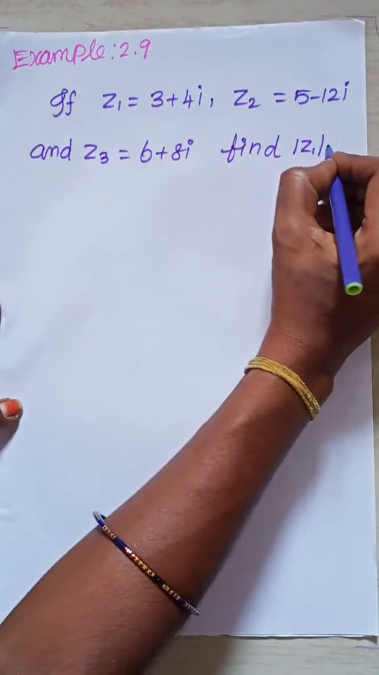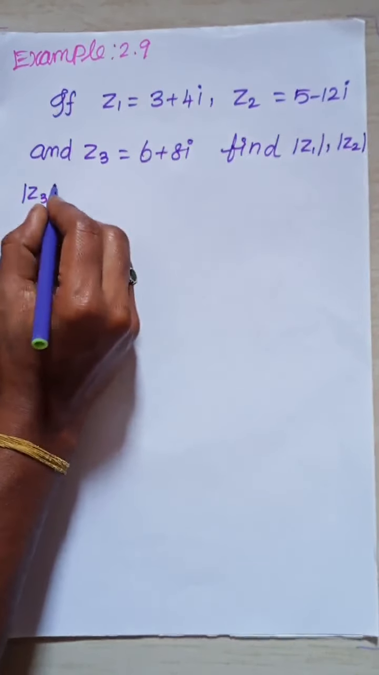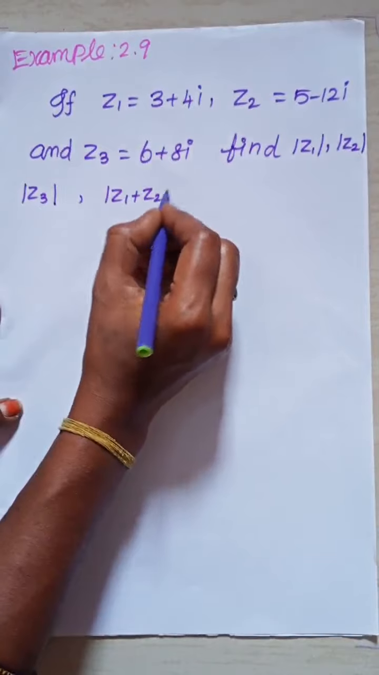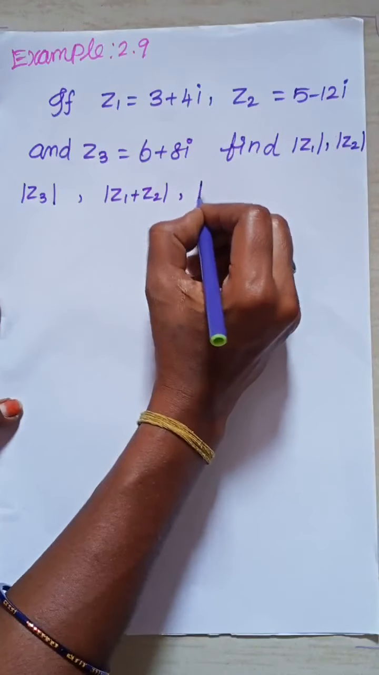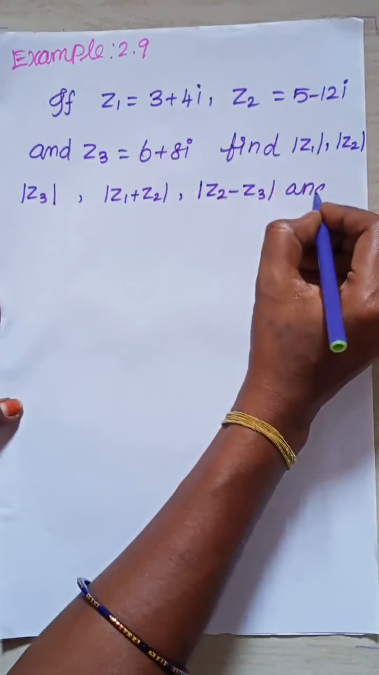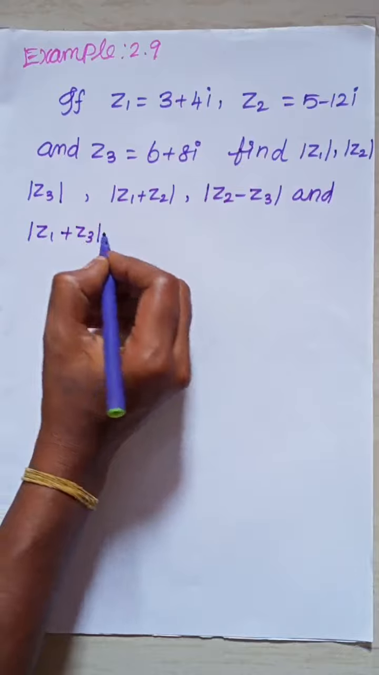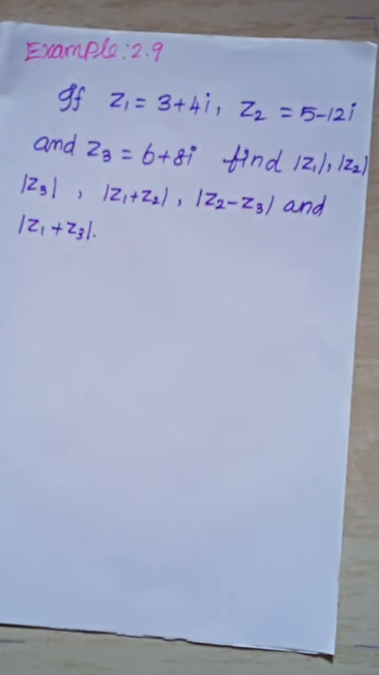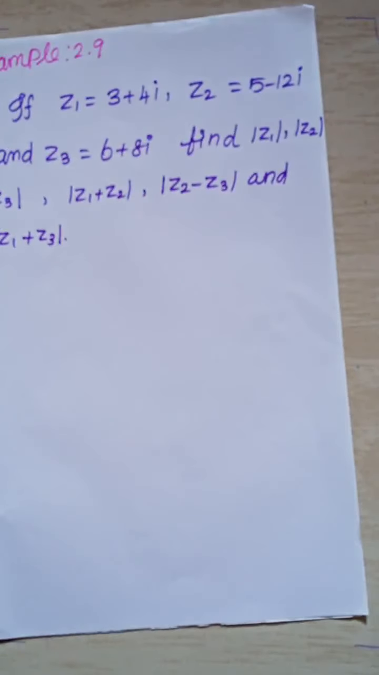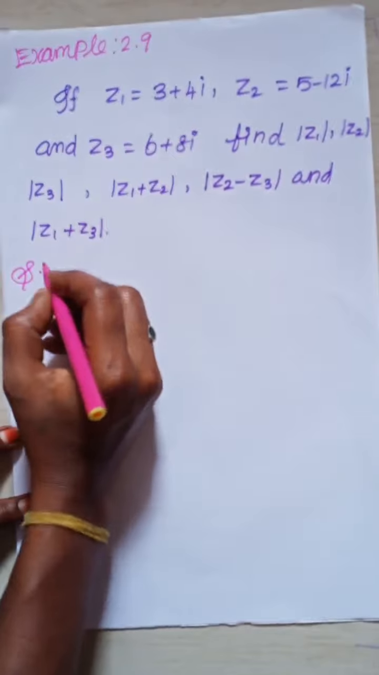Modulus z1, z2, z3, and modulus z1 plus z2, modulus z2 minus z3, and modulus z1 plus z3. Find these values, given the z1 value, z2 value and z3 value. See the solution.